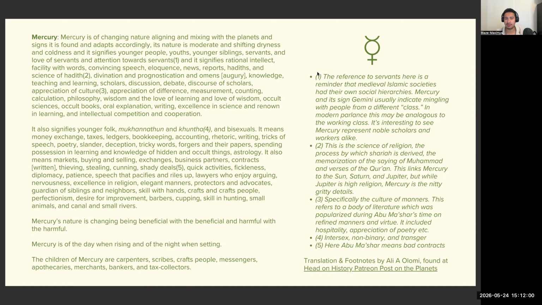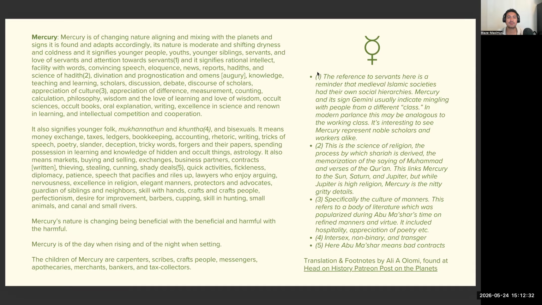And Ali says that Mercury and its sign Gemini usually indicates mingling with people from a different class. And so in the modern world, this might be the working class in this case. So Mercury is both noble scholars, but it's also the working class alike. Like your Starbucks barista, for example, is Mercury. The person you're seeing in the drive-thru consistently is Mercury. These are people who are a part of the working class, people who you see at the grocery store. These are your mercurial people as well.